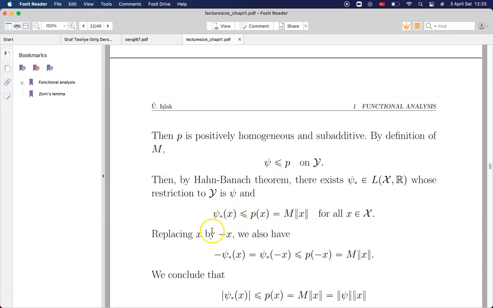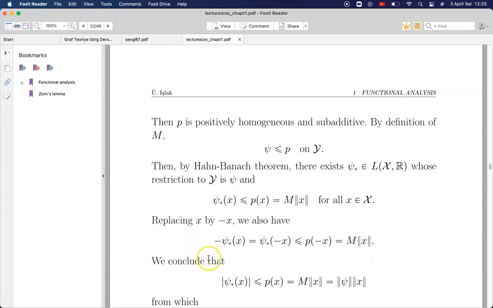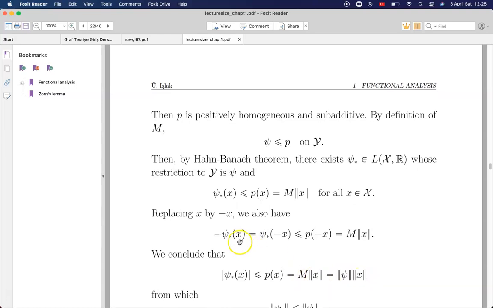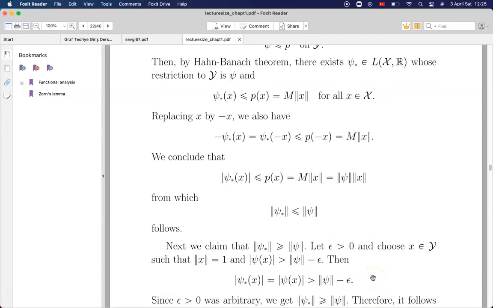Now if you replace x by minus x here, then this time you obtain, if first you have a look at here, that this will be bounded by p of minus x, which is the same as this part, and by linearity this guy is equal to minus psi star of x. So I can conclude that the absolute value of psi star of x is bounded by p of x, which is given by this expression or this expression. Okay, so basically I combine this and this inequality to conclude that psi star of x has length less or equal to this quantity over here.